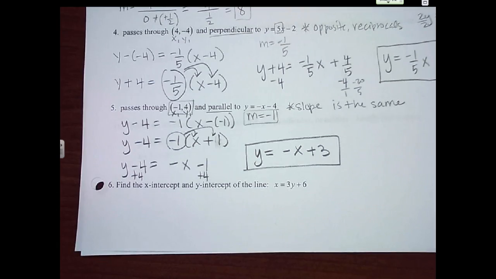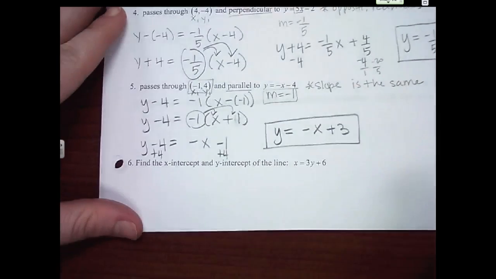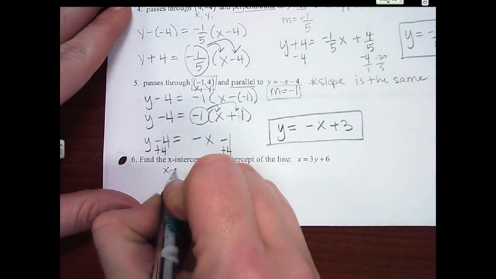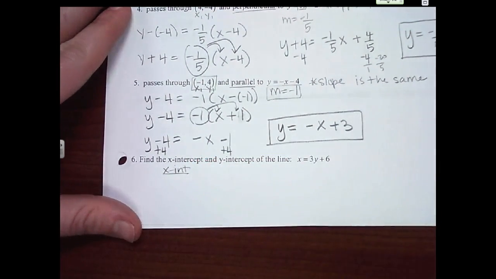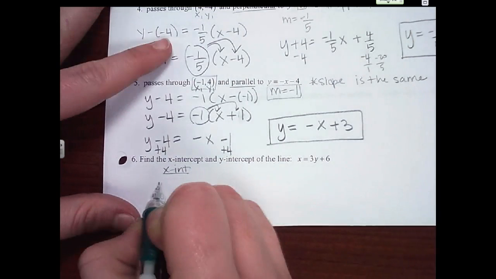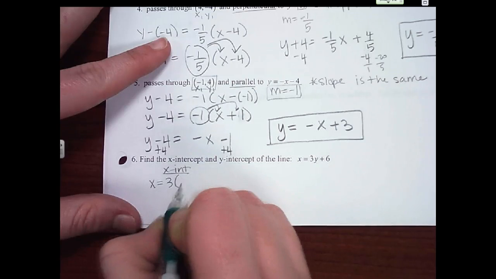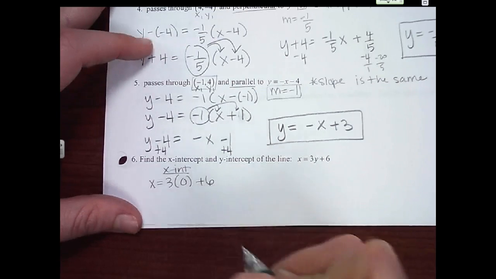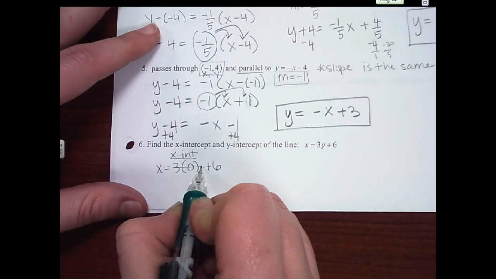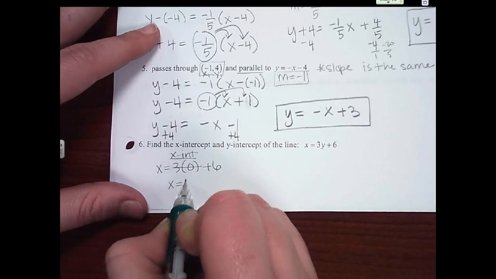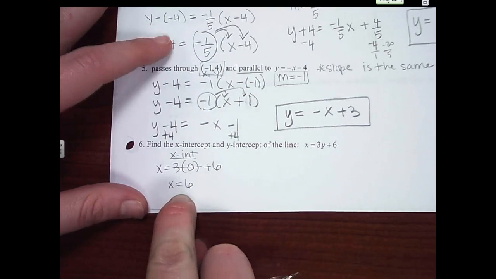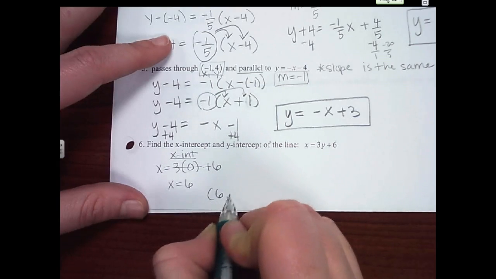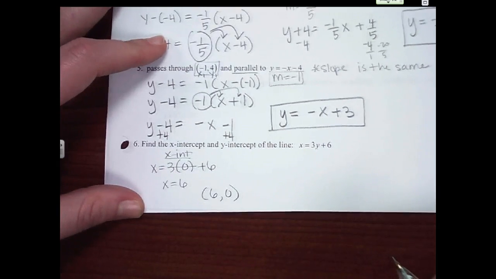Okay, number 6, find the x and y intercept of the line. So if I want to find the x-intercept, I plug in 0 to the opposite variable. So I want to plug in 0 to the y. So x equals 3 times 0 plus 6. 3 times 0 is just 0, so that's gone. x equals 6. Do not leave your answer like this. We write it as a coordinate point, 6, 0.